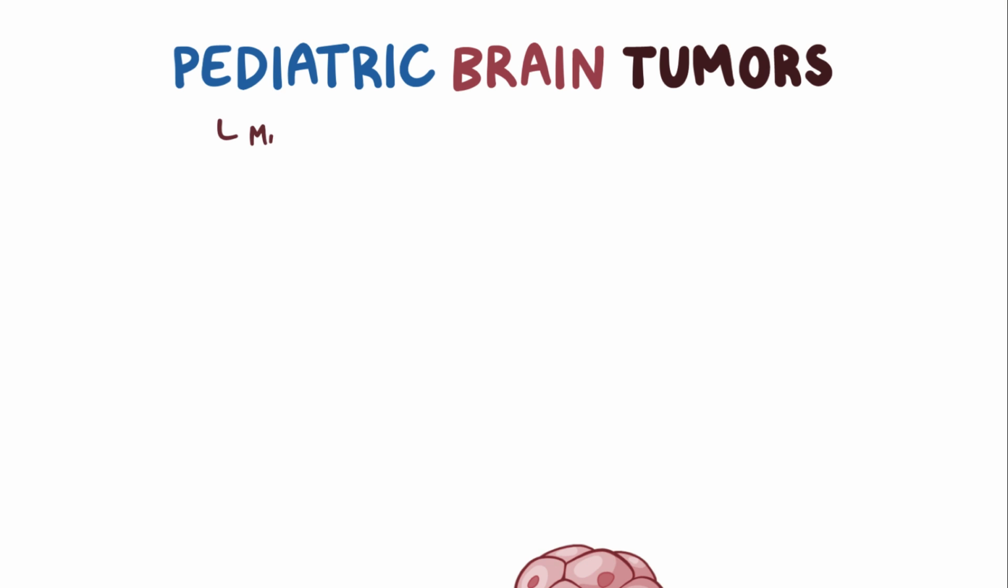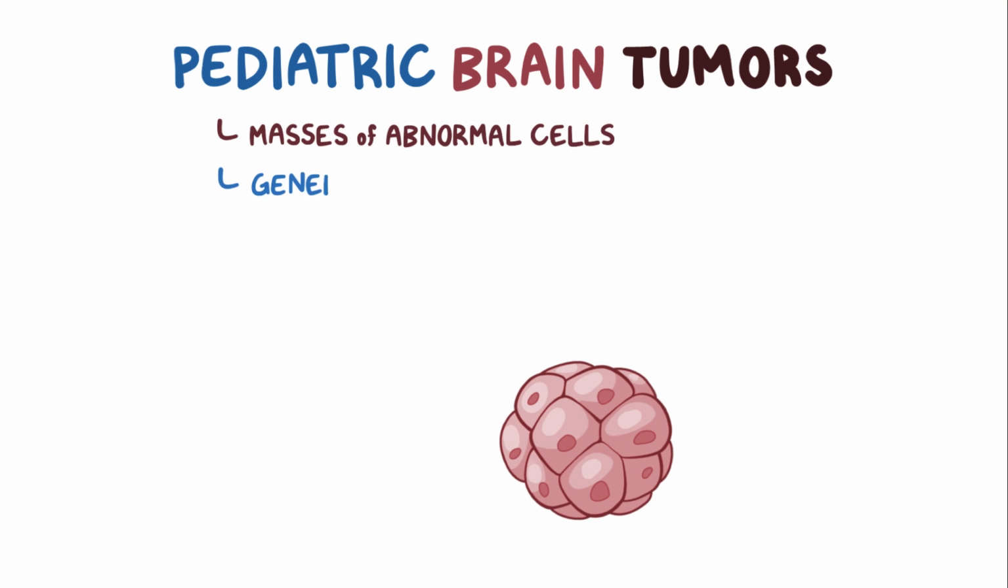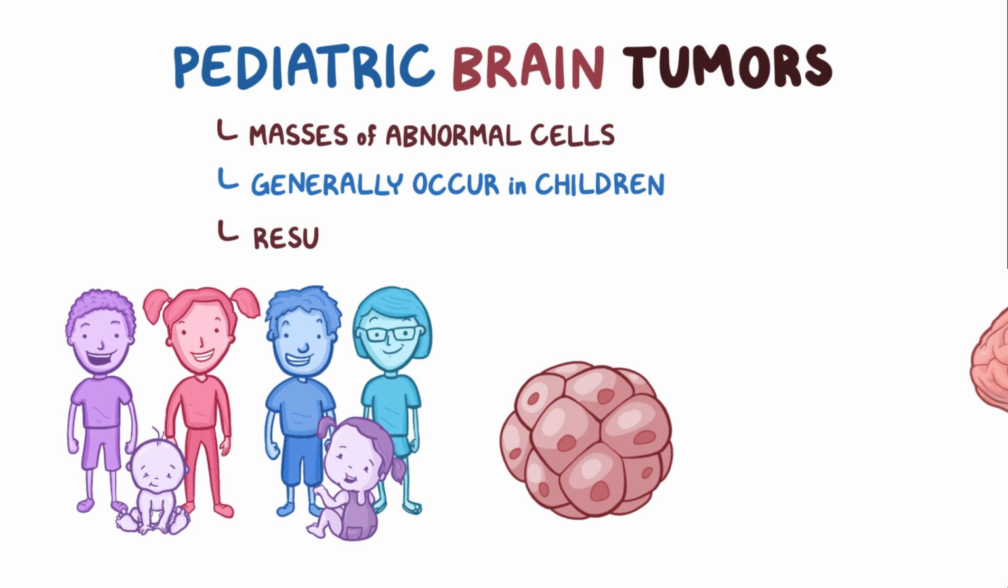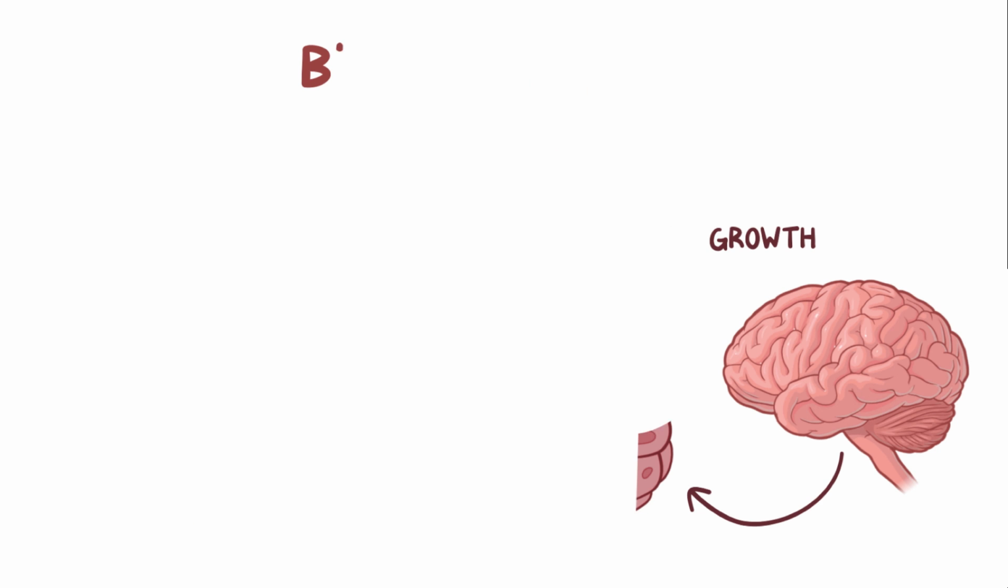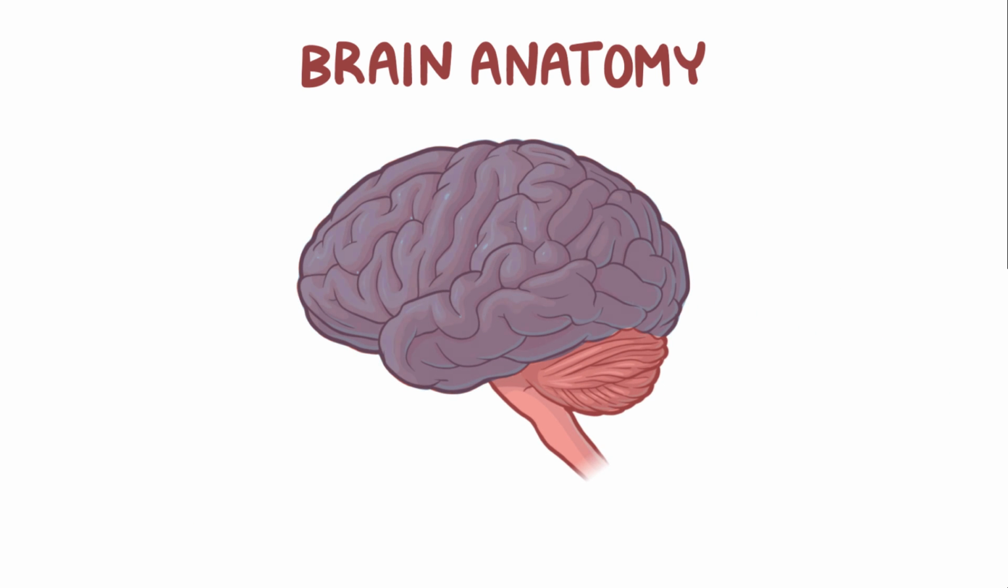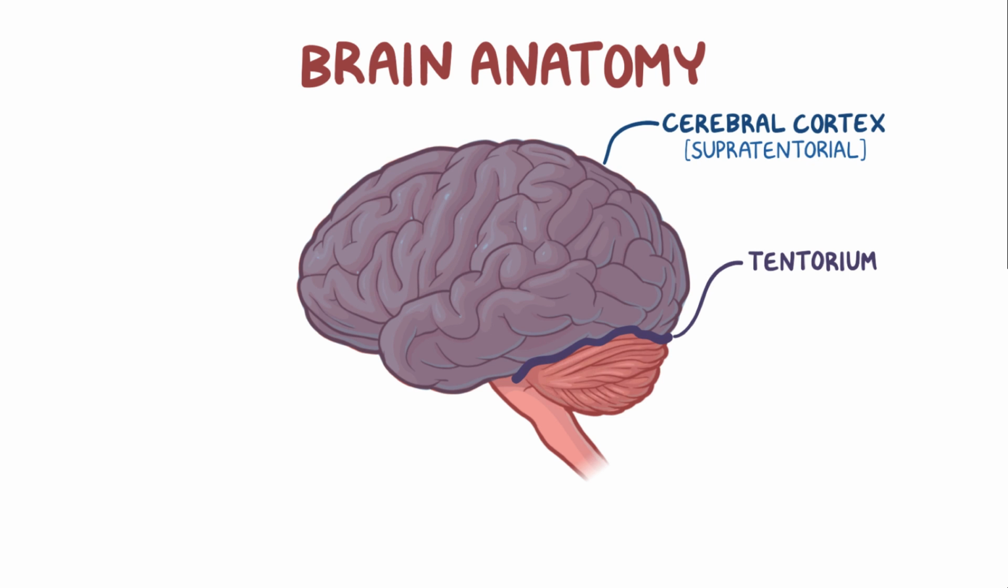Pediatric brain tumors are masses of abnormal cells that generally occur in children and result from the uncontrolled growth of those cells within the brain. Okay, let's start with some basic brain anatomy. First off, there's the cerebral cortex, which is the part of the brain that's supratentorial or above the tentorium, and the cerebellum, which is infratentorial or below the tentorium.